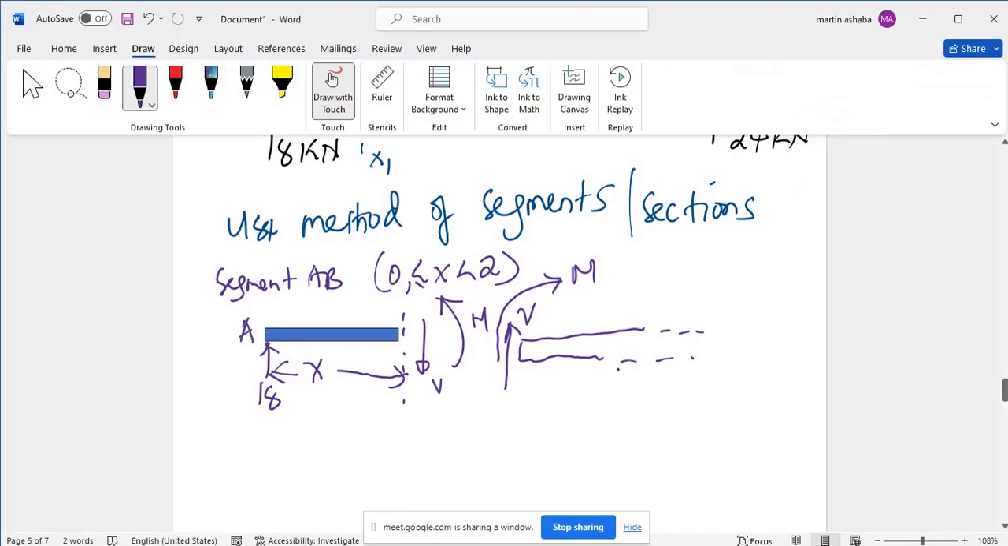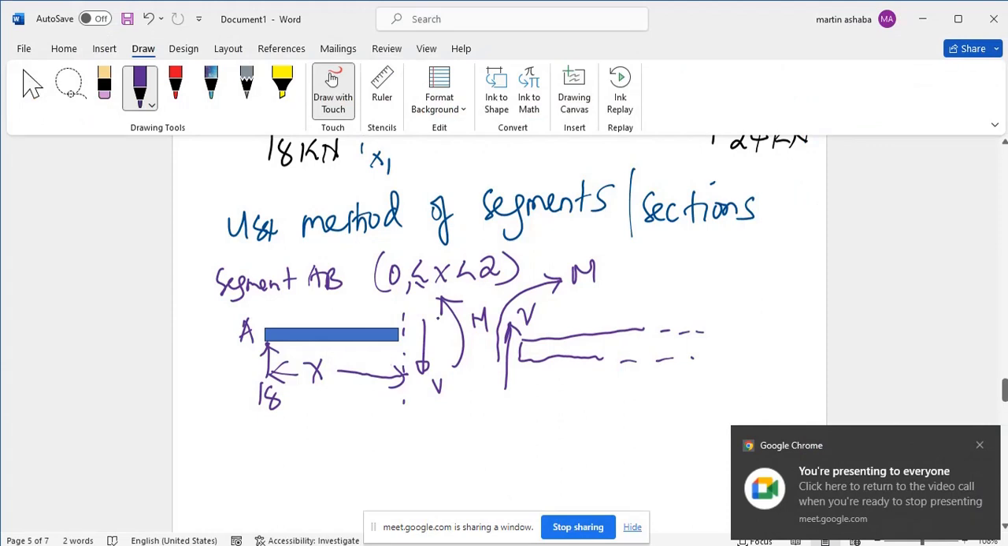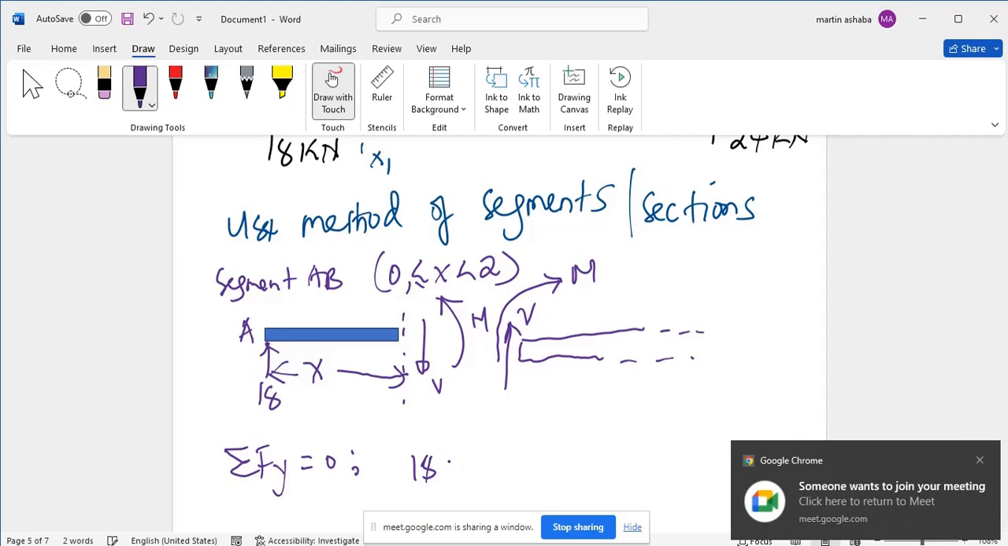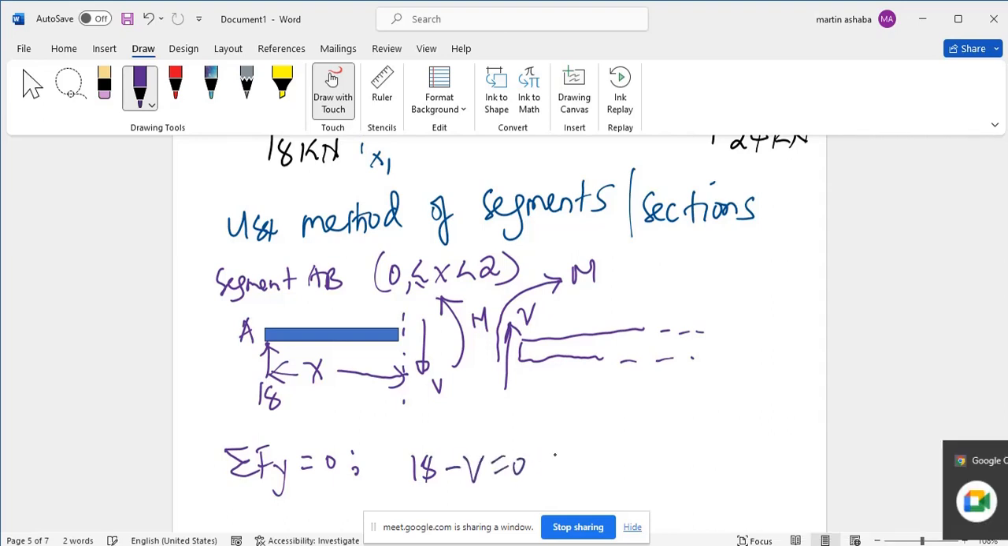So let's move. Now I'm saying if this is a bending moment and that is a shear force facing down, you need now to apply equilibrium conditions. Sum of forces in the y direction should equal 0. Meaning that if I have my 18 facing upward minus V, this is going to be equal to 0.